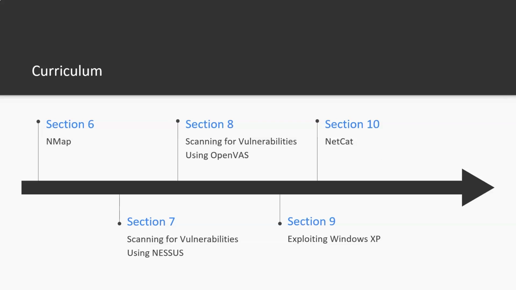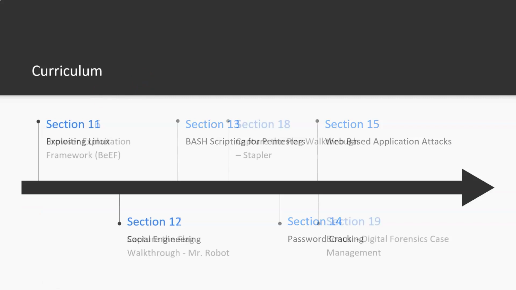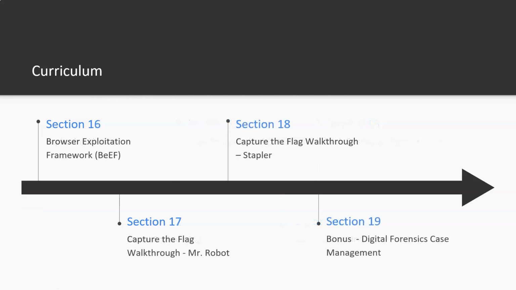Section 9, exploiting Windows XP. And in Section 10, Netcat. Section 11 is exploiting Linux. Section 12, social engineering. Section 13, bash scripting for Pentesters. And in Section 14, we have password cracking. And in Section 15, web-based application attacks. In Section 16, we talk about browser exploitation framework. Section 17, capture the flag, walkthrough for Mr. Robot. And Section 18, we have another capture the flag for Stapler. And in Section 19, you have your bonus section.